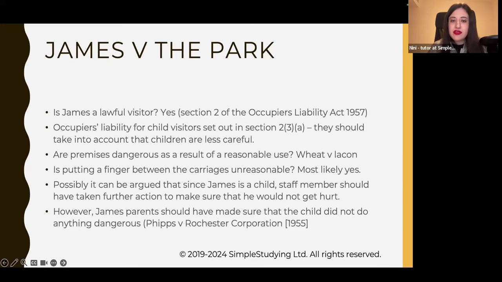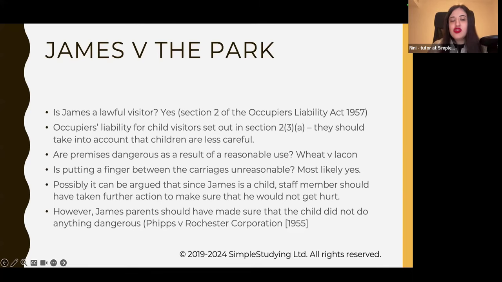Occupiers' liability for child visitors is that they should take into account that children are less careful. So there should be some additional warnings and additional precautions for children, especially in an amusement park, because an amusement park is often visited by underage children. What we have to discuss is if the premises are dangerous as a result of a reasonable use. And you should cite the case of Wheat versus Lacon.